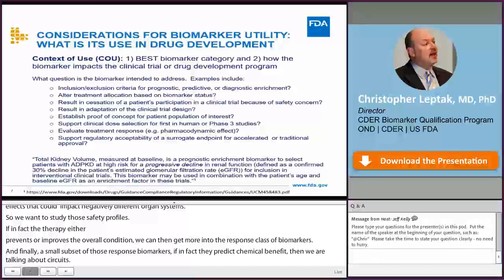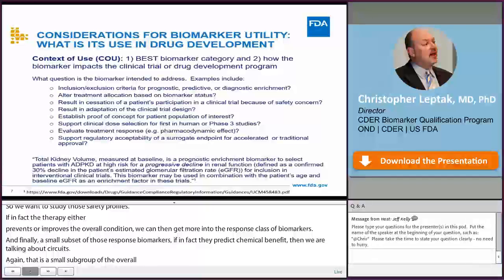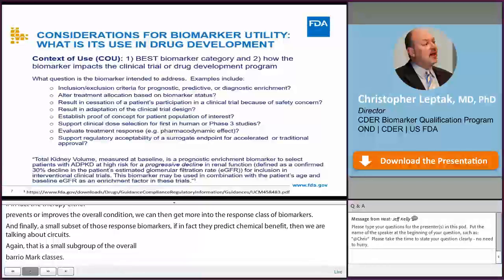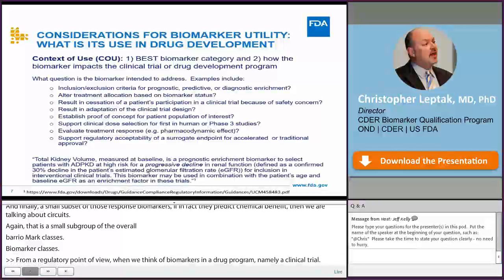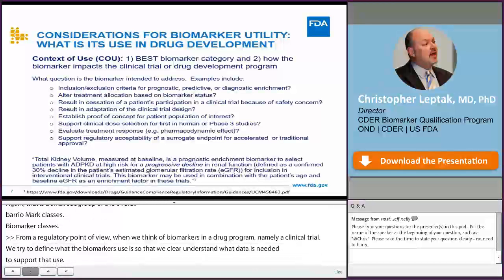From a regulatory point of view, when we think of biomarkers in a drug program, namely in a clinical trial, we try to define what the biomarker's use is so that we clearly understand what data would be needed to support that use. To define the use, we have what we call a context of use, or a COU, which includes the best biomarker class that we just went through, and it also then describes how the biomarker impacts the clinical trial design or the overall drug development program.